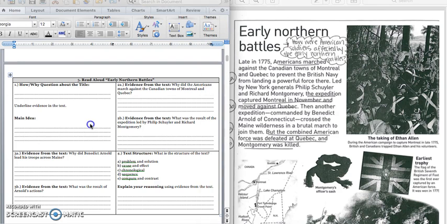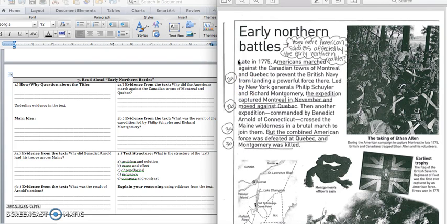It says, why did the Americans march against the Canadian towns of Montreal and Quebec? Let me go back in my text. It says, late in 1775, Americans marched against the Canadian towns of Montreal and Quebec. So that tells me what they did. That does not tell me why. So I need to keep reading.